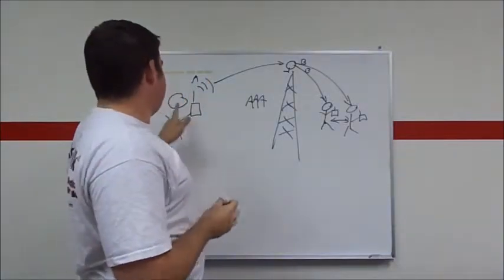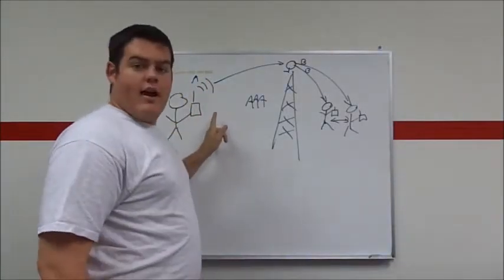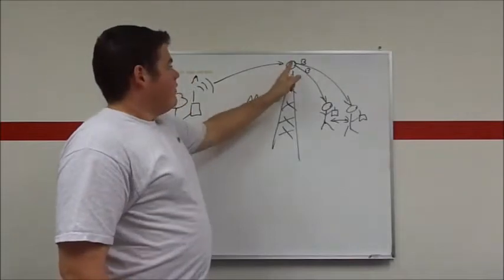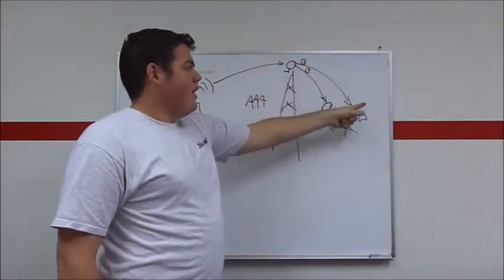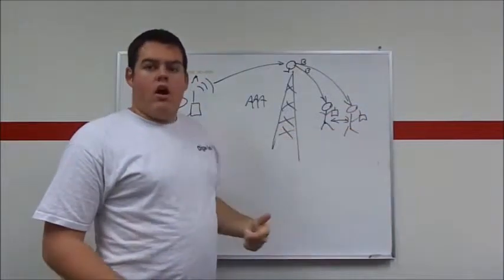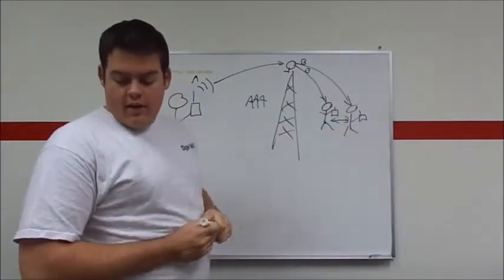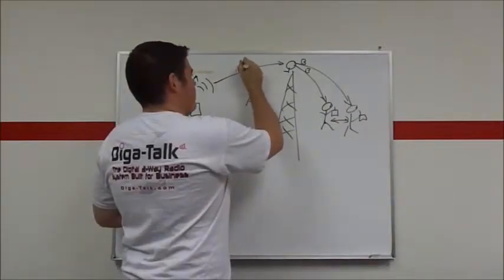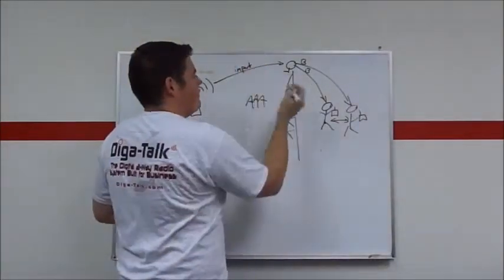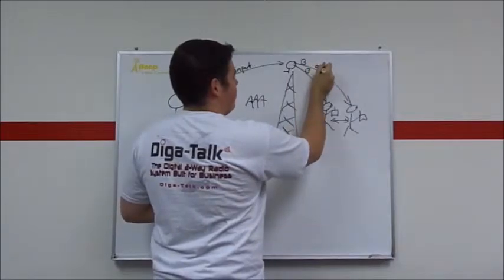And as you see, you're transmitting on frequency A. The repeater is receiving on frequency A and transmitting on frequency B, and the end user radios are receiving on frequency B. Because of this, frequency A is called the input frequency, and frequency B is called the output frequency.